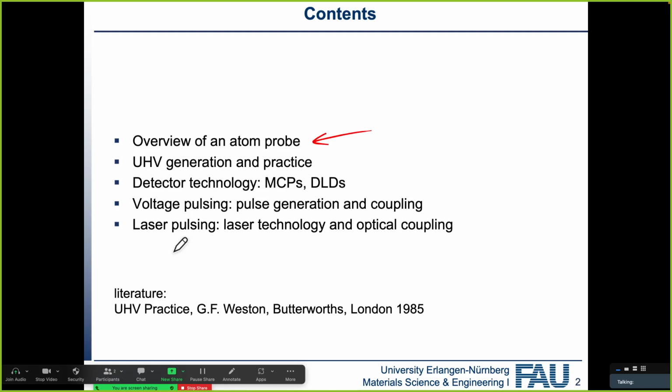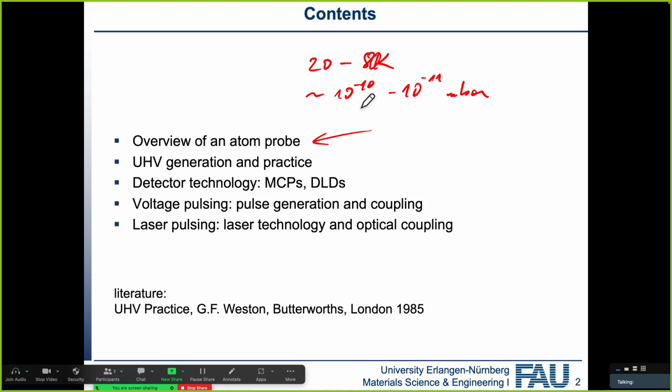What does the instrumentation actually look like? And last week we already talked about our boundary conditions: we have 20 to 80 Kelvin temperature, and we have a pressure of around 10 to the minus 10 to 10 to the minus 11 millibars. Here in Erlangen, we're even one order of magnitude below that, but this is the general vacuum level we work at. This sets the general stage of what the instrument looks like.